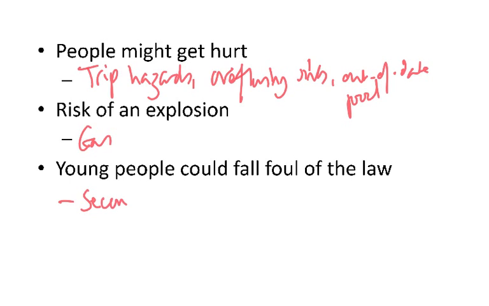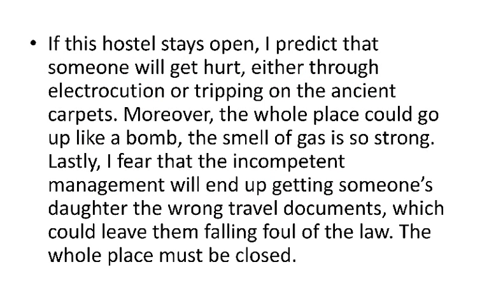As you can see, I've started it here with a sentence that links back to the bullet point. If this hostel stays open, I predict that... I'm writing about the consequences. Someone will get hurt. And what I'm trying to do with each detail I include, I'm supporting it with details from the text. And it's so important you do that. You can make all these nice points for the third bullet point, but unless they're supported with details, you can't get credit for them. I've said either through electrocution or tripping on an ancient carpet.